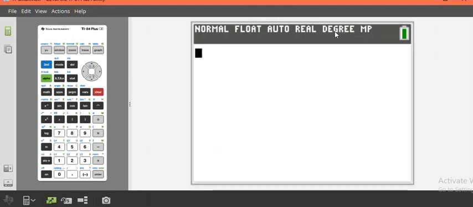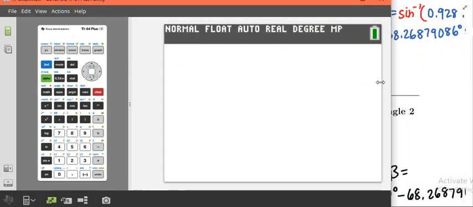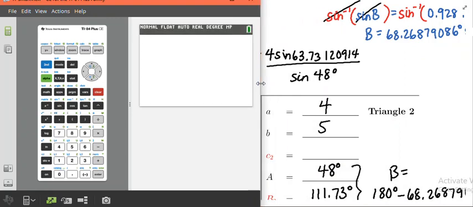Let me see if I can scroll this over so we can see it. I'm going to do 4 times the sine of 63.73120914 divided by the sine of 48. There's your value for side length C in the first triangle.